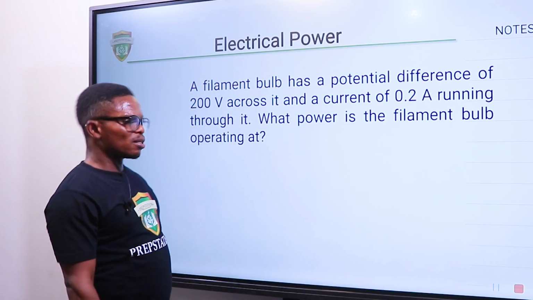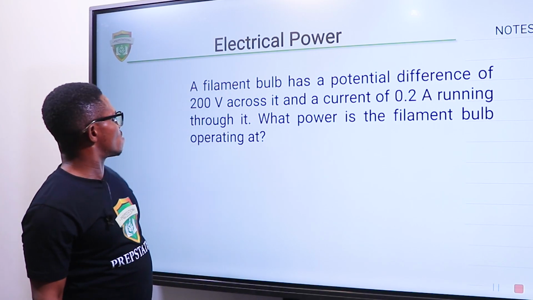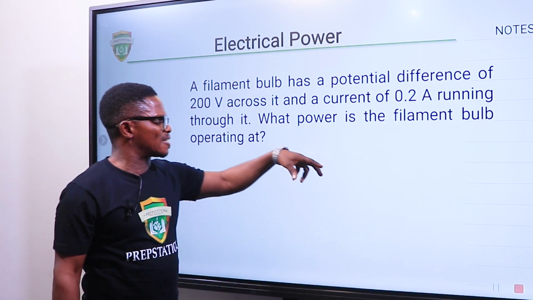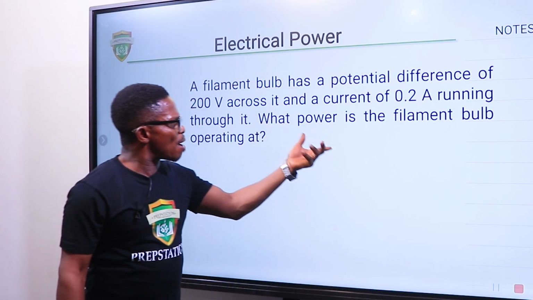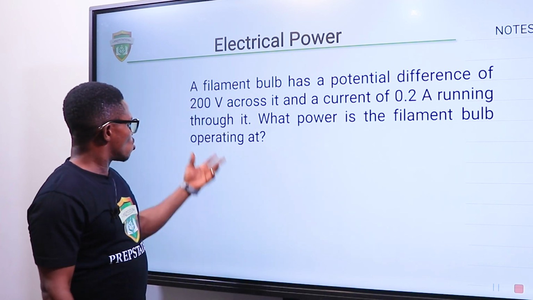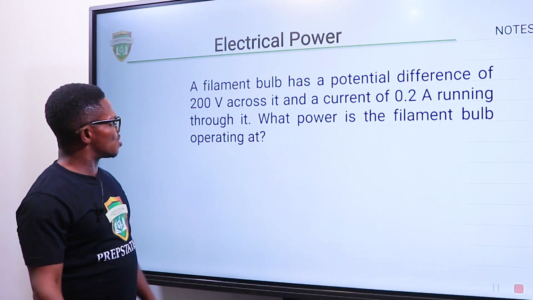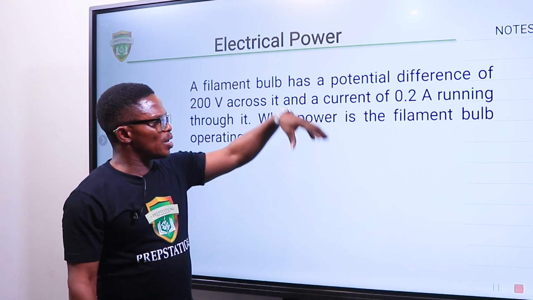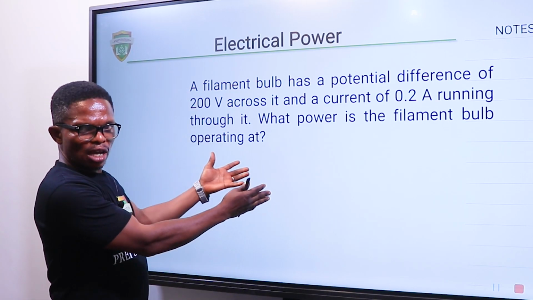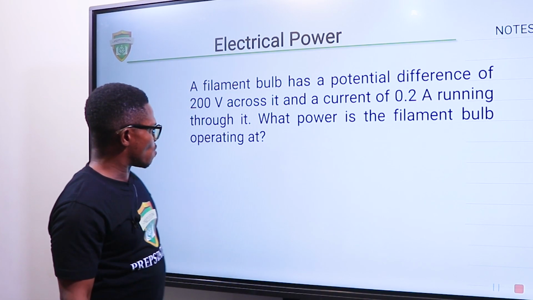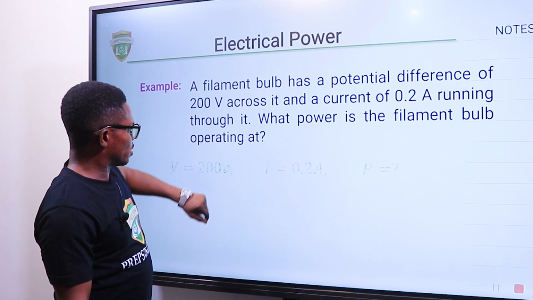Let's move forward. Let's treat one question before we go further. A filament bulb has a potential difference of 200 volts across it and a current of 0.2 ampere running through it. What power is the filament bulb operating? I like using common examples around so that we can relate with it, okay? So how do you calculate the power of a simple filament bulb in your house? This is how you do it, by simply using the formula I gave you here.